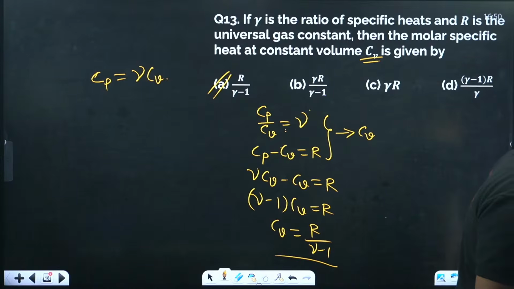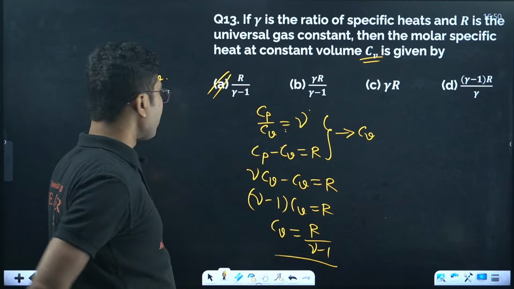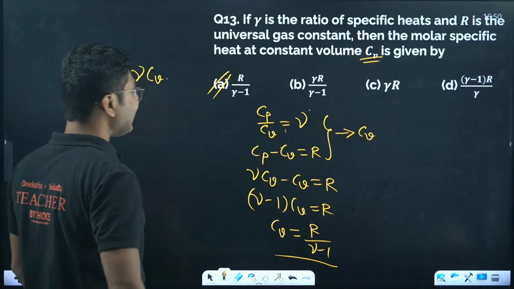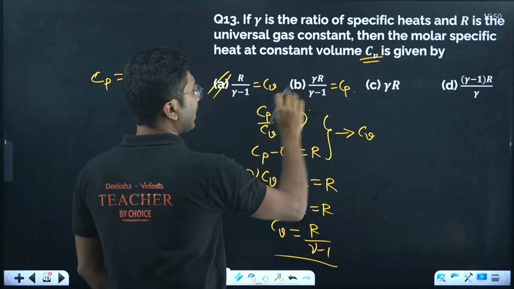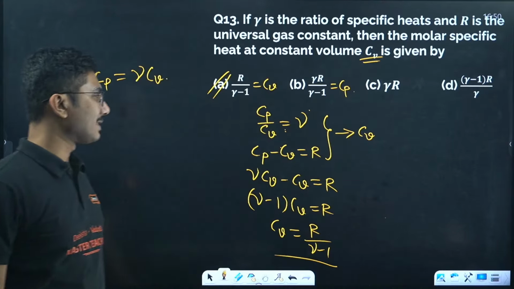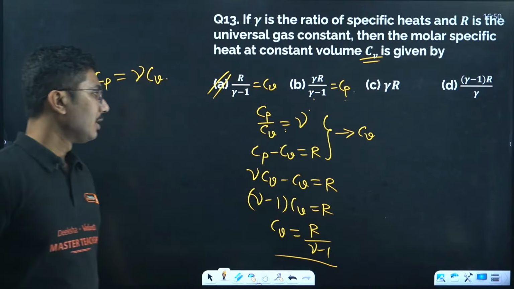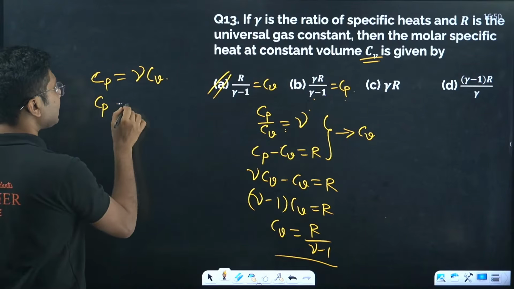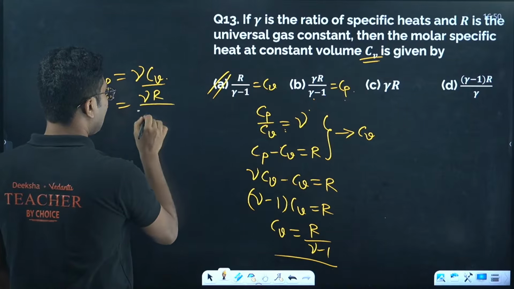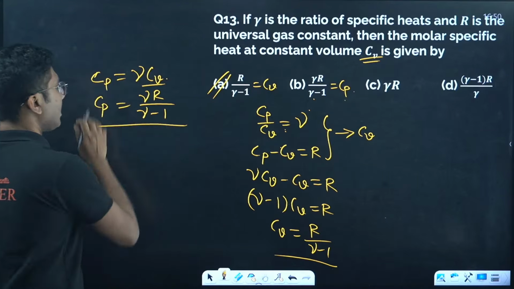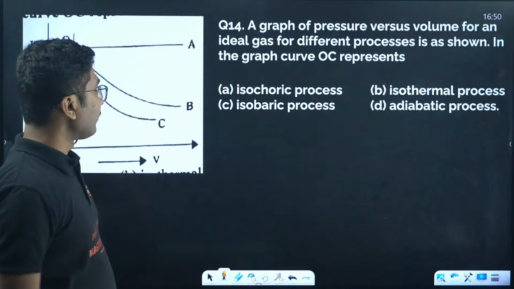Option A, Suresh, not option B. If it is Cp, this is Cp, this is Cv. Others have no meaning as such. If they ask you the same question for Cp, then this will be Cp, because Cp is gamma into Cv. Cv is R by gamma minus 1, so it will be gamma R by gamma minus 1. So Cp is this, Cv is this. Clear? Now next question.